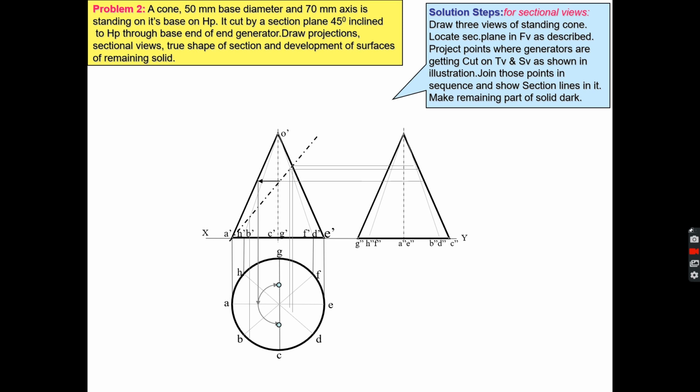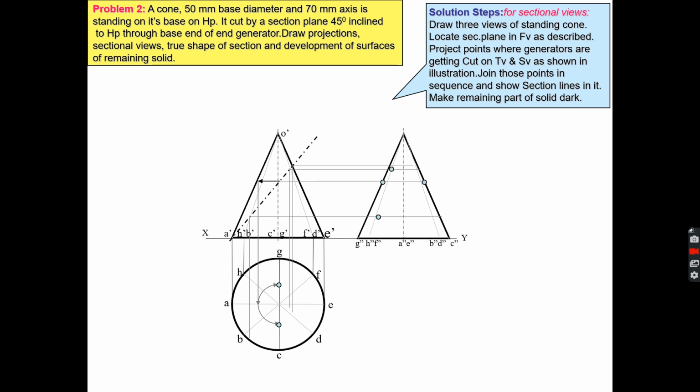Like this. So this is your generator OE. So where is the OE? This is your O, this is your E. So this point you will transfer on here. The similar way, this is your OF and OD. This is your OF and this is your OD. So these two points you can transfer on this generator OF and OD. The similar way you can transfer all the points on the side view.